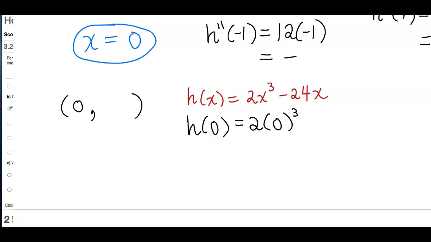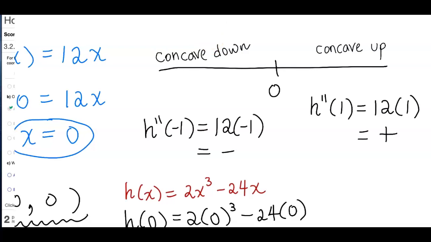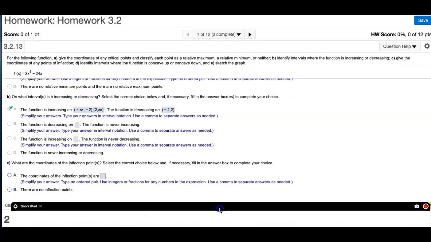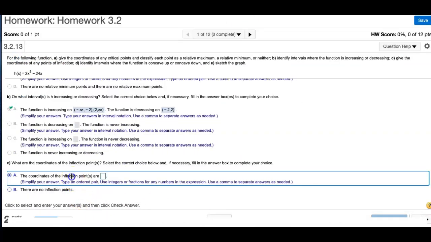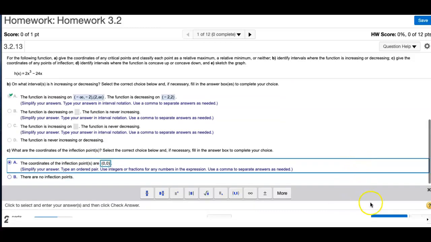All right, I'm plugging in 0 into h of x. And this one is easy, huh? It just comes out to be 0. So the point of inflection is at the origin, 0, 0. So let me type that in. And you notice, I think the next question is going to ask for concavity. It is concave down to the left of 0, concave up to the right of 0. So over here, the point of inflection is 0, 0. Check answer.